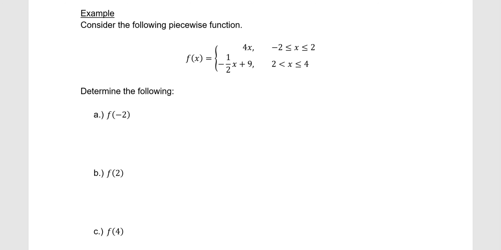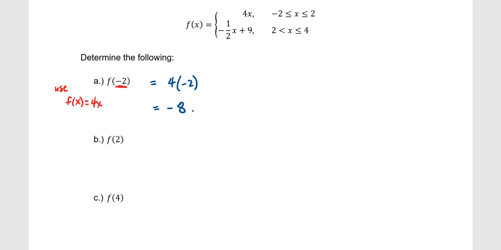So thinking back to when we were doing this, we just plug it in the function, but we have two different functions here. We have 4x and negative 1 half x plus 9. We have to determine which one that we're going to be using based on which domain this negative 2 lies in. So negative 2 is going to be in this first domain, which means we're going to be using this first function, which is 4x. So since that is in that first domain, that means we are using 4x. So f of negative 2 equals 4 times negative 2, which is negative 8.